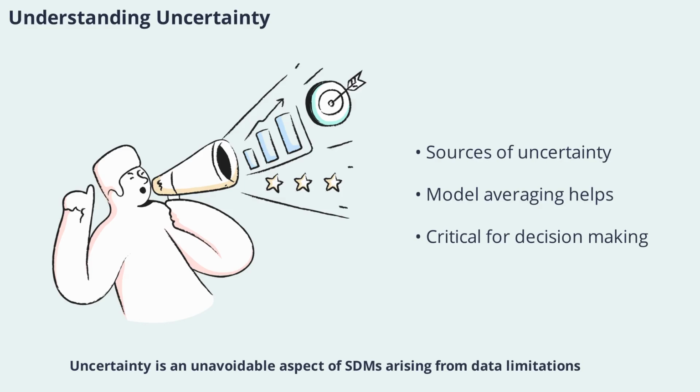Uncertainty is an unavoidable aspect of SDMs, arising from data limitations, model assumptions, and environmental variability. Addressing uncertainty involves characterizing, reducing, or assessing its impact on decisions. Techniques include model averaging, mapping uncertainty, and sensitivity analysis. Recognizing and communicating uncertainty is especially important for applications in conservation and management, where decisions may have significant consequences.